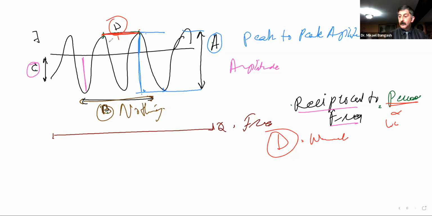Question 11. Which of the following best describes the line identified by letter D? The options are amplitude, peak to peak amplitude, frequency, period, and none of the above. Here they just repeated question number 9.